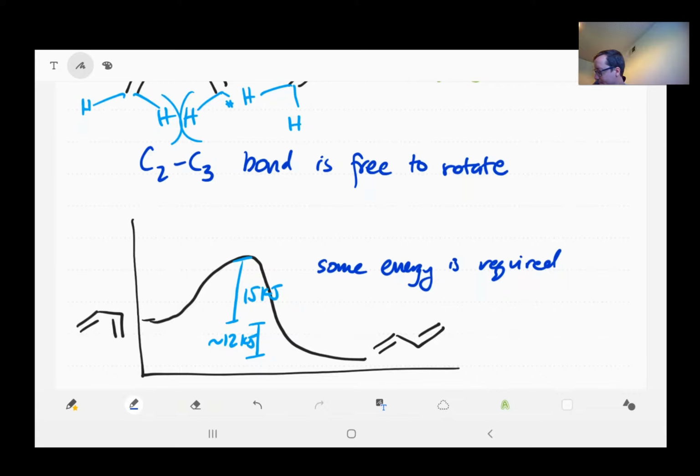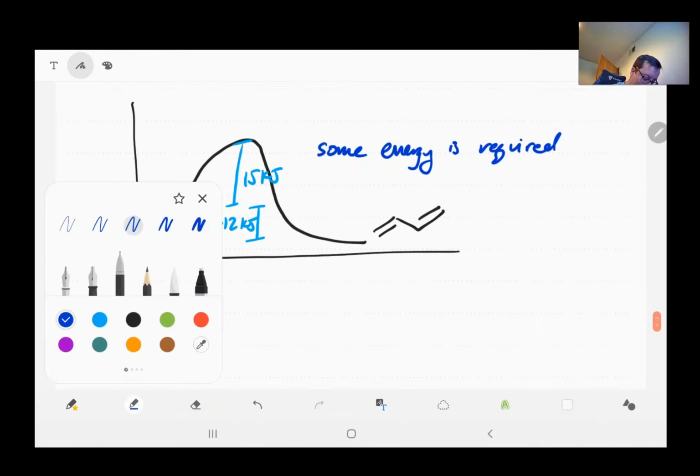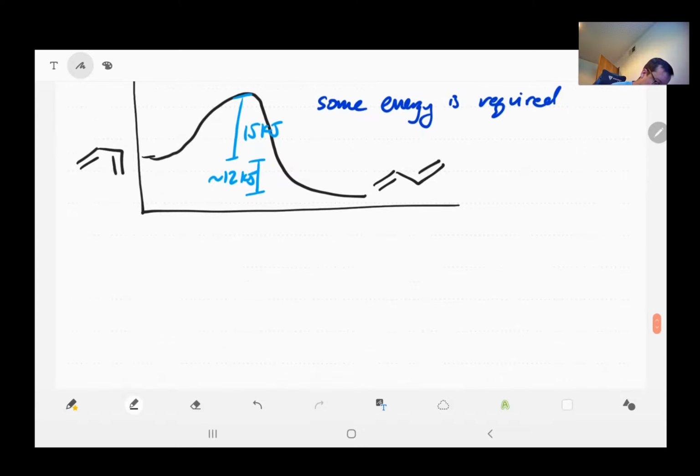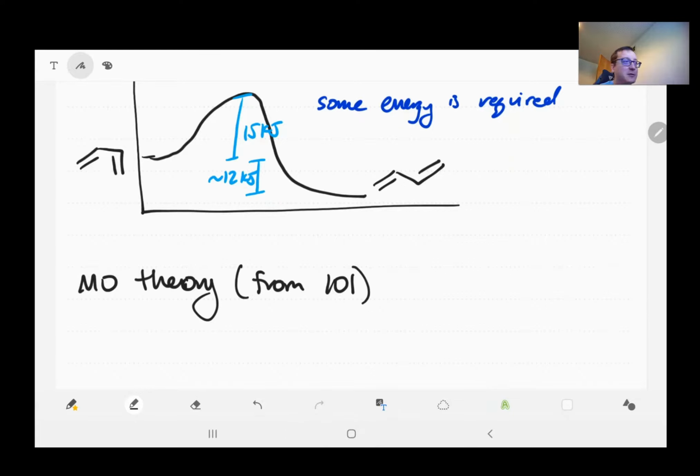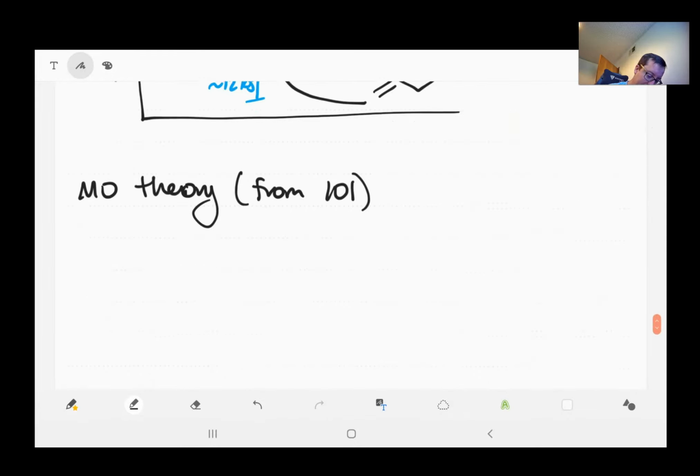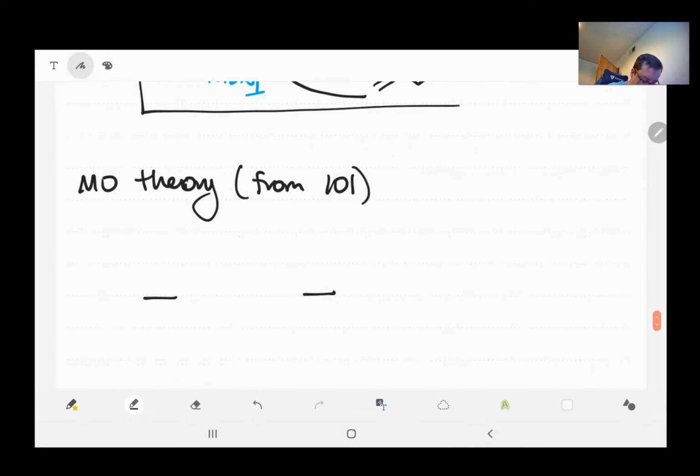Alrighty. So, who remembers molecular orbital theory? No one, I expect. From 101. It's been at least 2 semesters now since you've taken 101. But suffice it to say, if we're looking at a single double bond, kind of a weird way to say a single double bond, but let's say we're looking at this molecule right here, ethene.